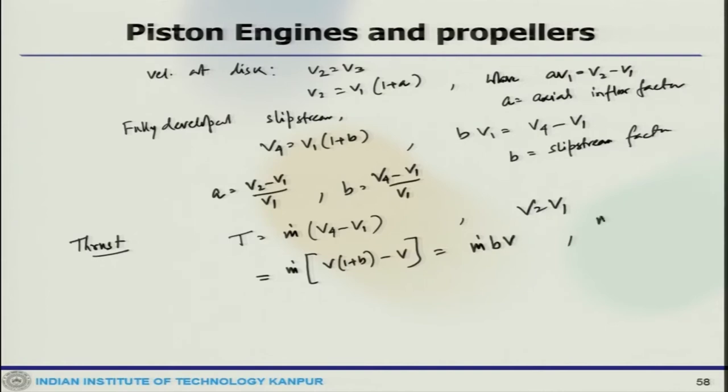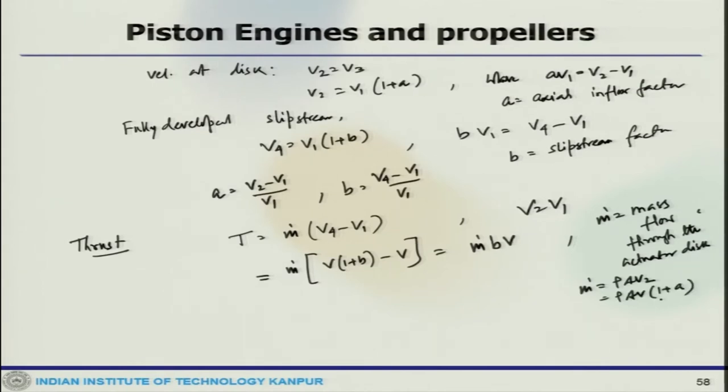Now here m dot is the mass flow rate, or mass flow, through the actuator disc. And also we can write that m dot equals rho A V2, which is rho A V (1 plus a). Now when I plug this back together, this will give me rho A V2 (V4 minus V1) equals rho A V square (1 plus a) into b.